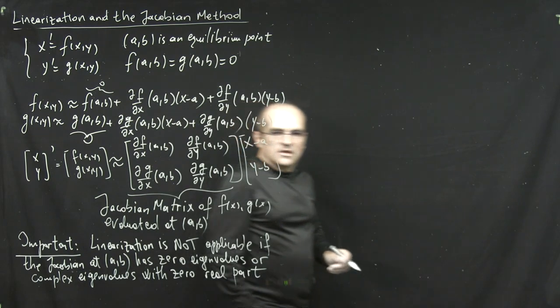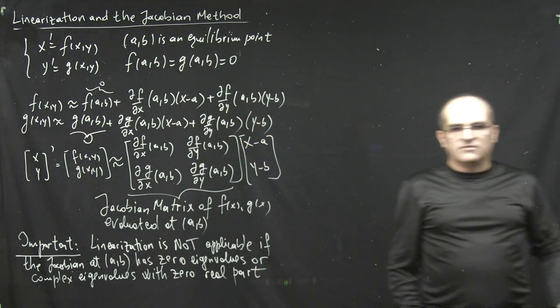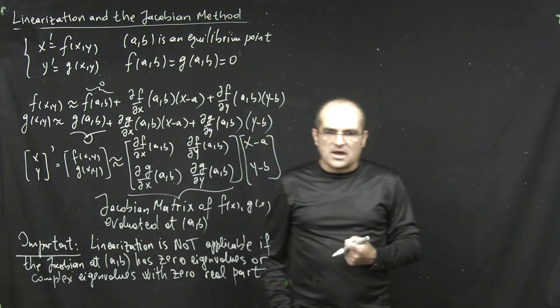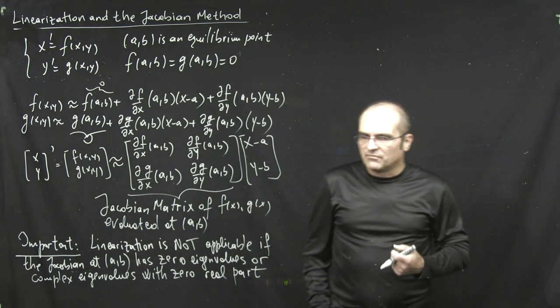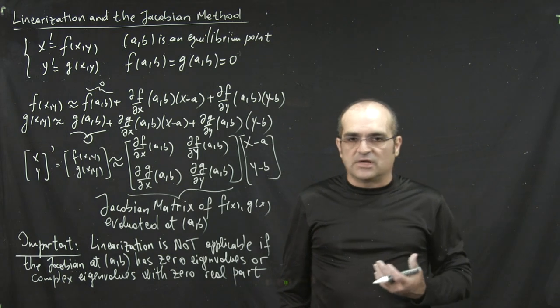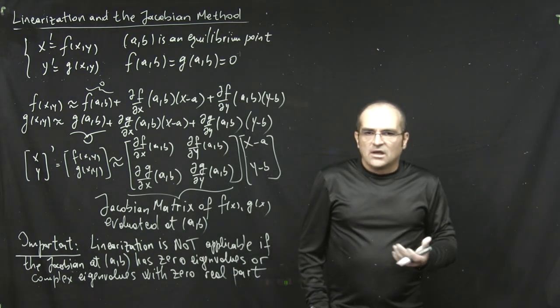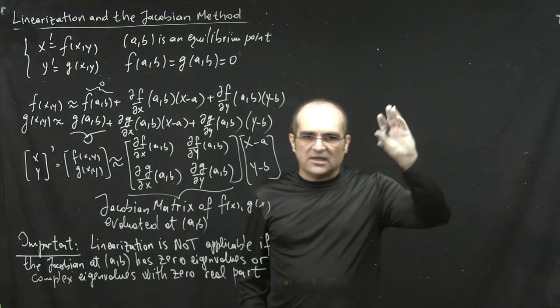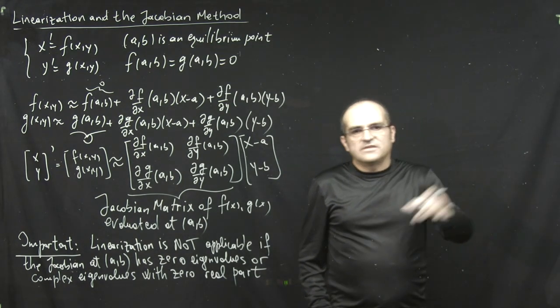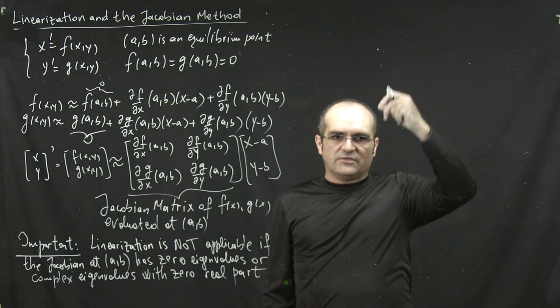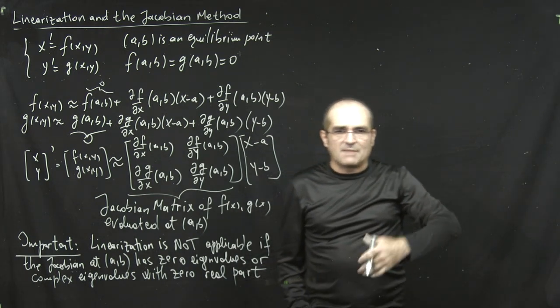Okay, so if they are real, they shouldn't be 0. If they're complex, they shouldn't have a 0 real part. Those are the borderline cases in which linearization is not applicable. For the homework, if you encounter this, or in the exam as well, for the purposes of this class, just say linearization not applicable or inconclusive. If it's a homework, try to give the answer based on what the plotter shows to you. And I'm going to give you an example.